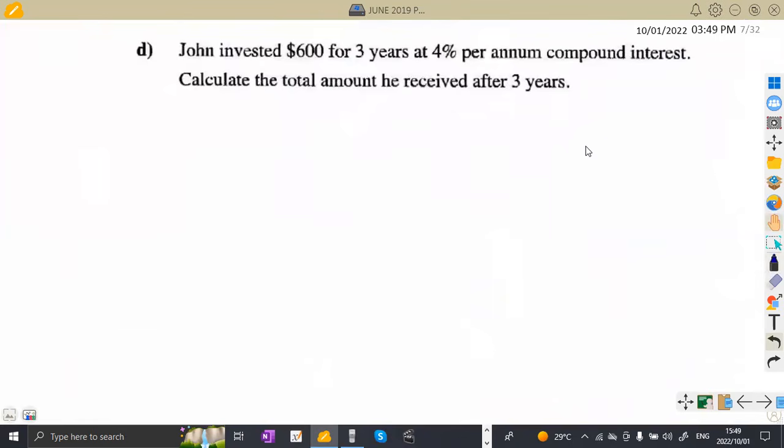Okay, the D part now, we have another guy called John, who invested $600 for 3 years at 4% per annum. But this time, he is using compound interest. So remember, guys, I told you that for compound interest, we've got our amount, which is equivalent to the principal times 1 plus the interest rate to the power of n, which is the number of years. You can put the rate as R. That is the rate by which the money is increasing from that investment. The question is for you to calculate the total amount. This A is the total amount.